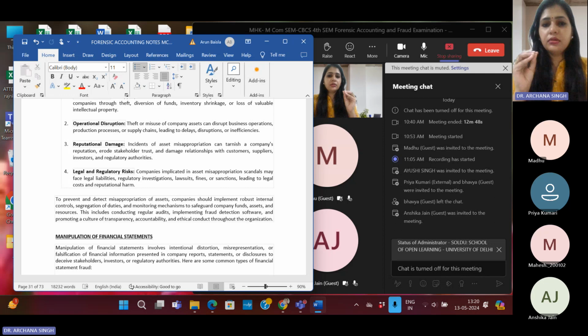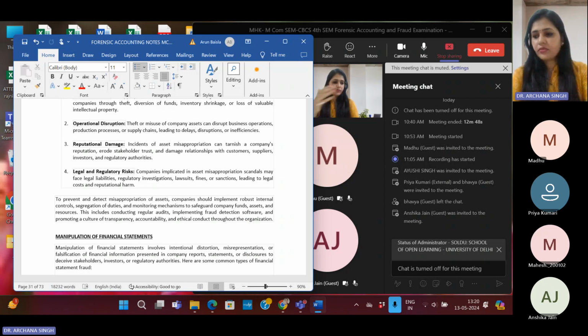So the company should implement robust internal controls. Duties should be segregated and they should safeguard their funds, assets, and resources. For that purpose, they have to monitor such mechanisms so that they can safeguard them. They have to do regular audits, implement fraud detection software, and promote a culture of transparency, accountability, and ethical conduct throughout the organization. So this was about types of corporate fraud in which we discussed misappropriation of assets.